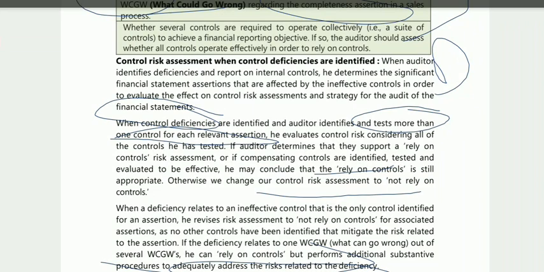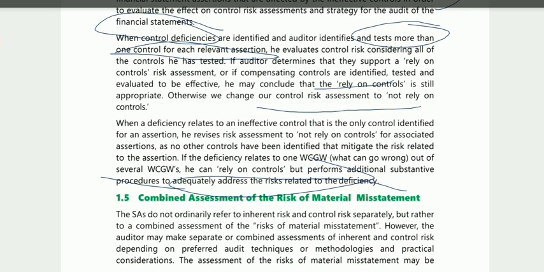He can do some additional substantive procedures and can go to a final decision whether to place reliance or not. So all this is given in that. It is pretty much simple but it is a little bit complicated.